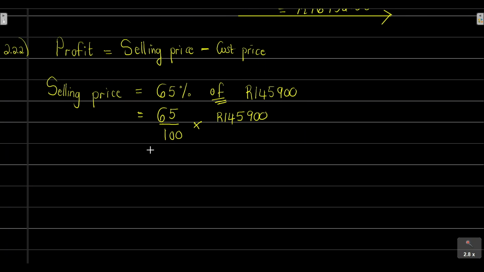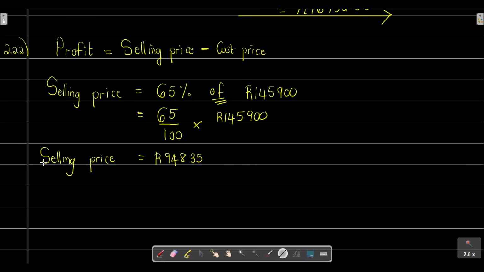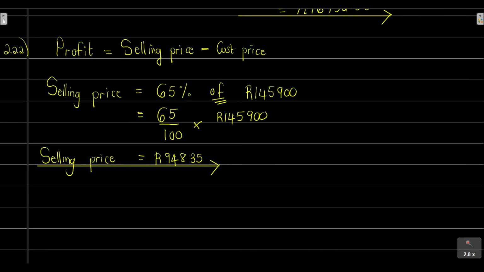Therefore, if you punch this into your calculator, you'll find that Neil sells these refurbished Renault Kwids for 94,835 rand. That is the selling price for the Renault Kwid. We've determined what the selling price is, and we're done with that. Remember, we want to determine the profit.